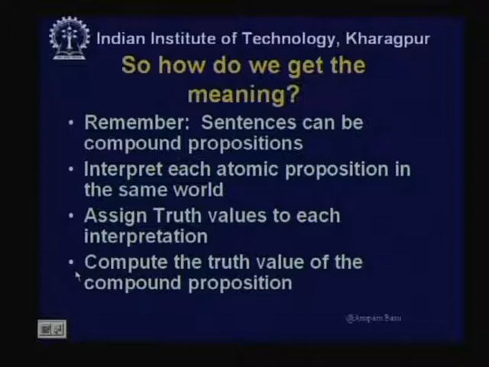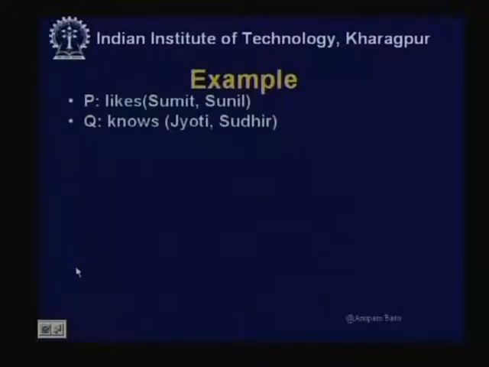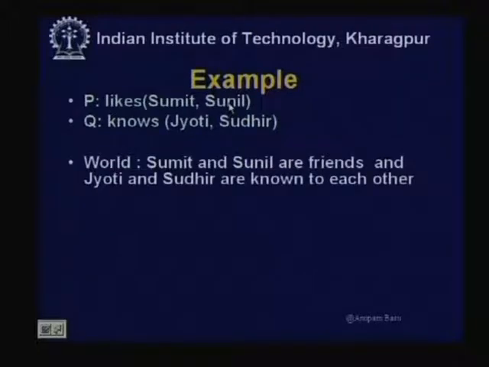All right. Now, for example, say P is a proposition meaning likes Sumit Sunil. That means my interpretation is that Sumit likes Sunil, and Q is knows Jyoti Sudhir. That means Jyoti knows Sudhir. Suppose that is my syntactic aspect. Now, the world that we are talking of is that Sumit and Sunil are friends and Jyoti and Sudhir are known to each other.